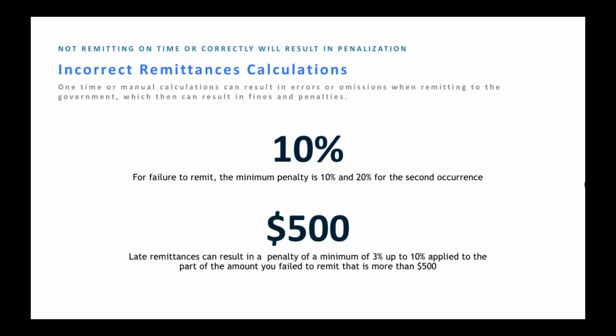Late remittances can result in a penalty of a minimum of 3% up to a maximum of 10%, depending on how late you are, applied to the part of the amount that you failed to remit that is more than $500. So if you've got a large client and they owe a large amount of money, if they're even 3 days late, all of a sudden those fines just keep adding up and up and up. And guess what? Guess who's left to deal with it? You are.